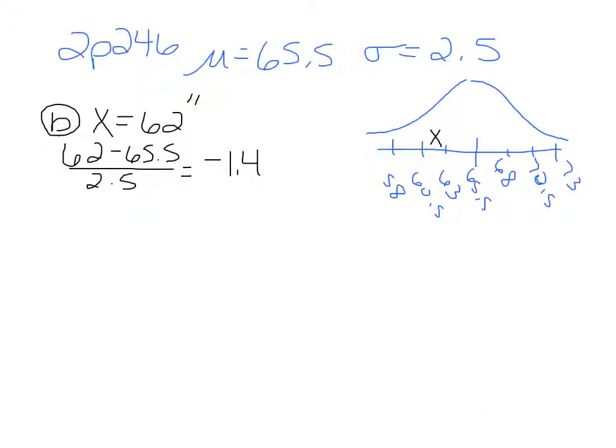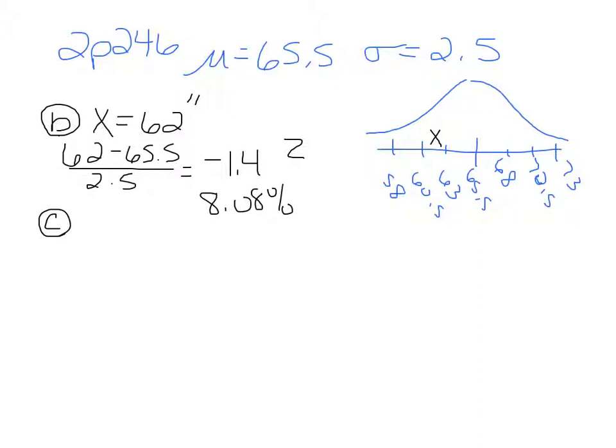Percentile, then to go, this is a z-score. Z-scores are always between negative 3 and positive 3. Then to look up the percentile, you just take the table, look at a z of negative 1.4. And I've got 0.08, so 8.08%. She is taller than 8% of the population.